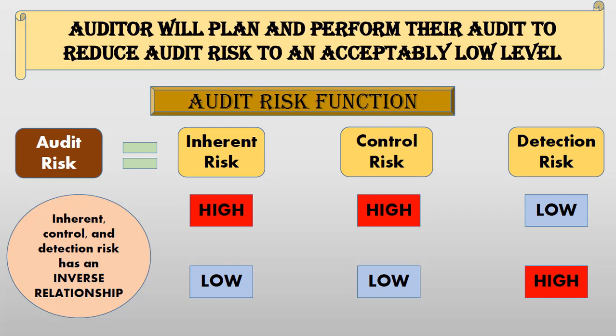If inherent risk and control risk are both low, or shall we say the risk of material misstatements is low, then there will be high detection risk. It should be noted that there is an inverse relationship between the risk of material misstatements, which includes inherent risk and control risk, and detection risk.